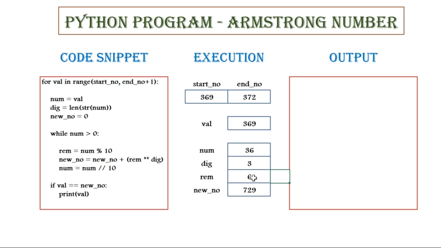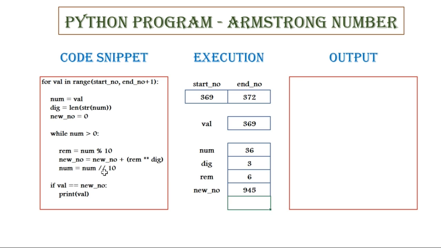New number equal to new number plus the remainder double asterisk digits. The remainder is 6. 6 double asterisk 3, meaning 6 to the power of 3, which is 6 into 6 into 6, which is 216. That 216 will get added to the existing new number. So it's going to be 729 plus 216. It is 945.